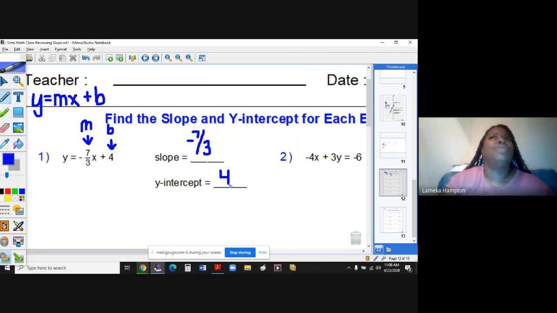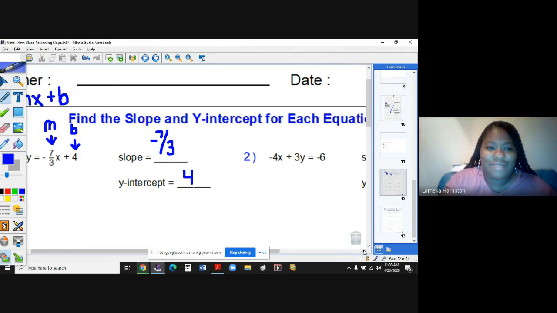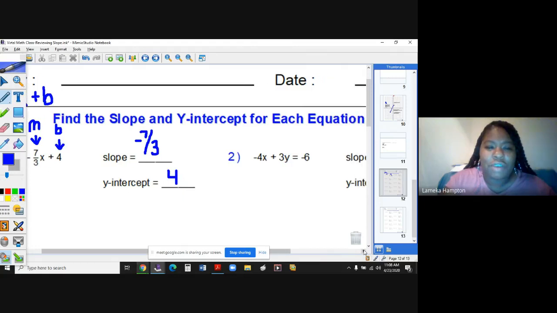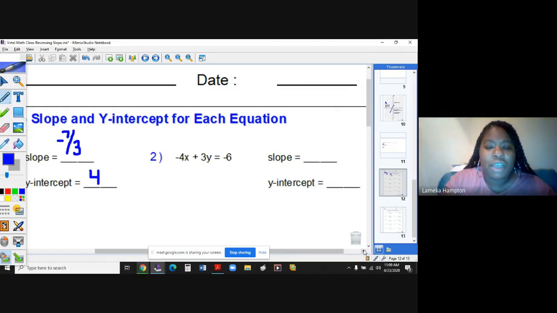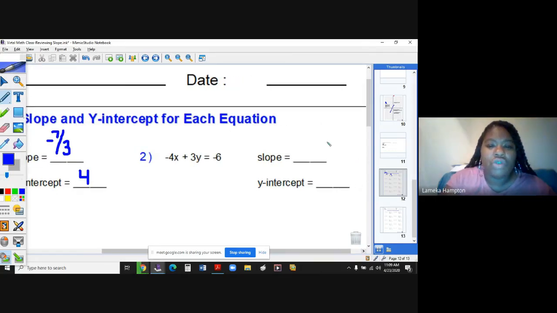That was really easy because number one is already in the format of y equals mx plus b. Now number two, on the other hand, is not in the form of y equals mx plus b. That means we are going to have to do some manipulation to get it to the format, and I'll rewrite it over here, so that way we'll have it on both sides here. Y equals mx plus b.